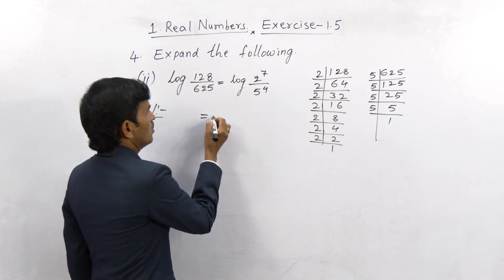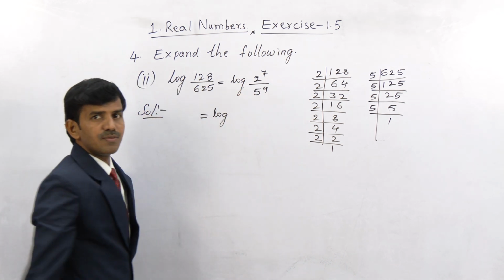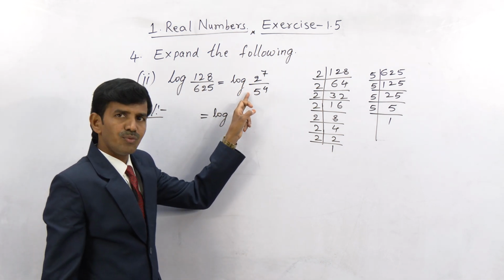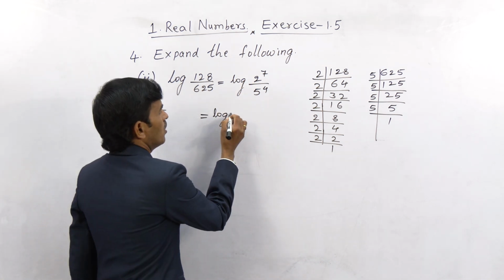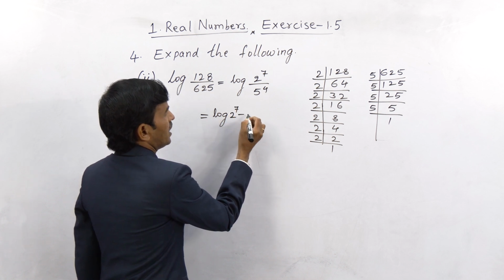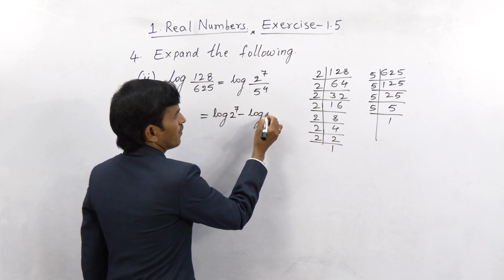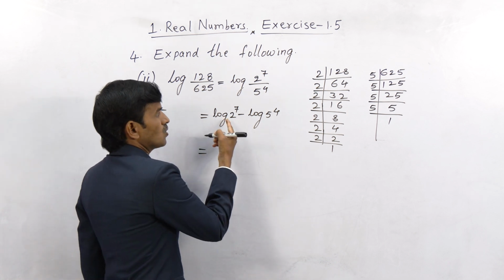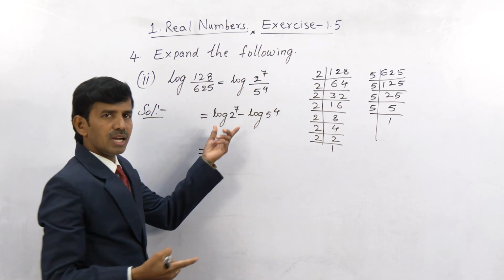So this is in the form of the quotient rule: 2 power 7 by 5 power 4. So now you can apply the quotient rule: log of 2 power 7 minus log of 5 power 4. Based on what condition do we apply this and write this?